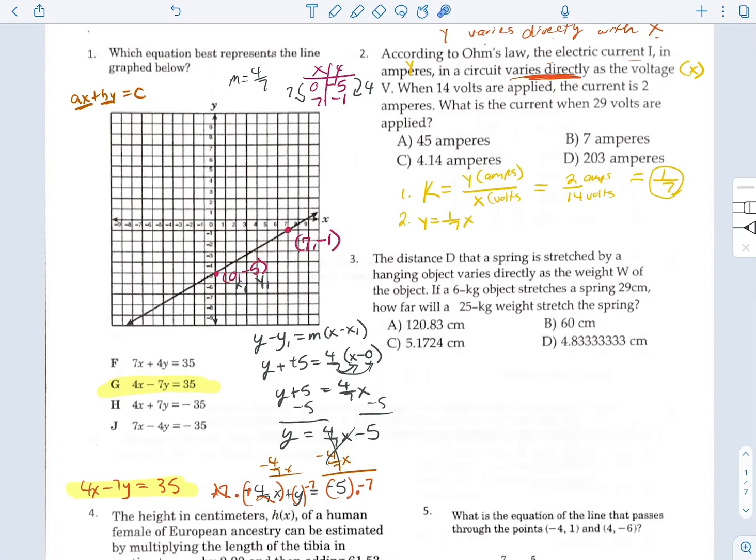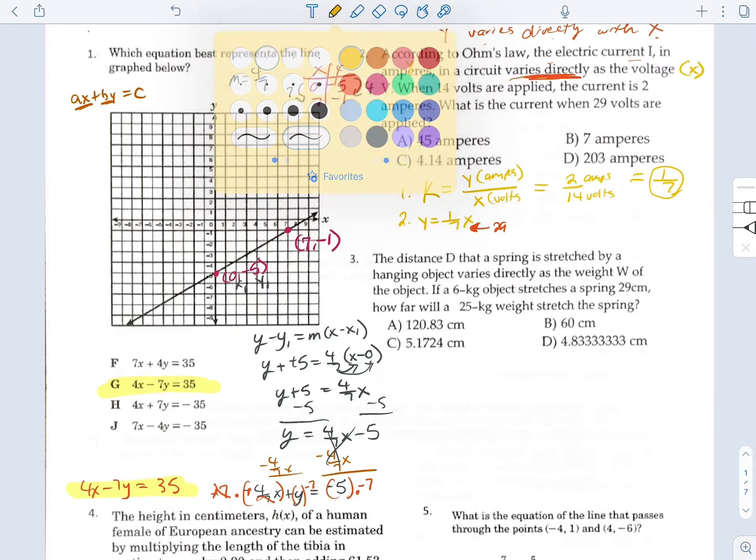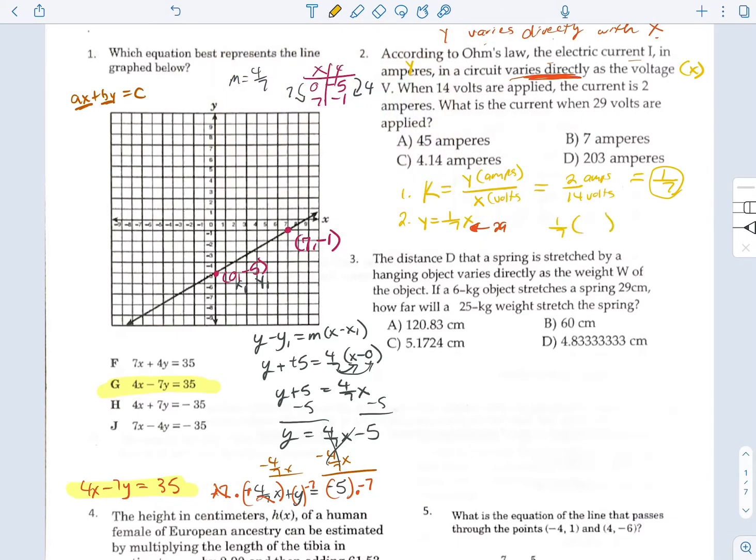Now that we know that, we can use this information to answer the question, what is the current when 29 volts are applied? Remember, volts is X, so that's what we're going to substitute here. We're going to put right here for X, 29. So 1/7 times 29 equals, and yep, it should give us about 4.14 amps, which is our answer.